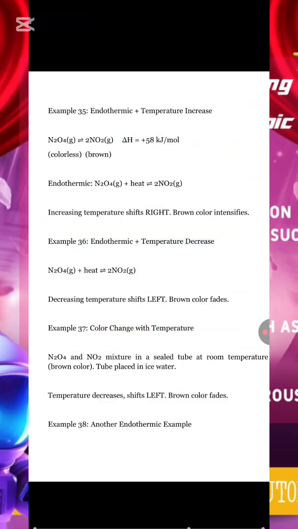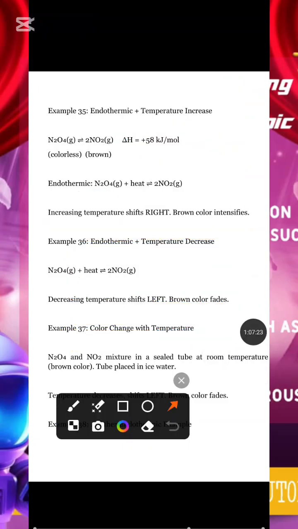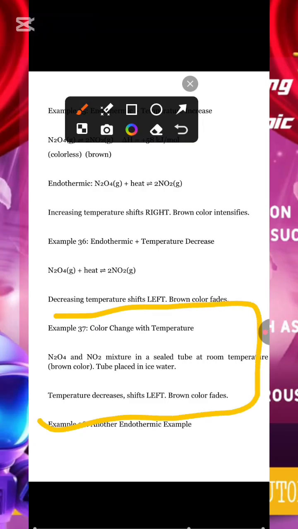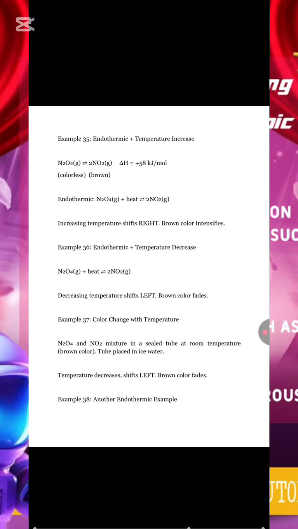Now, that is for that. Also observe example 37. The same thing is illustrated here. In example 37, you can see an N2O4 and NO2 mixture in a sealed tube at room temperature, brown. Let me just zoom this out, okay? Now the tube is placed in ice water. Once this tube is placed in ice water, what will happen? It will shift equilibrium to the left.